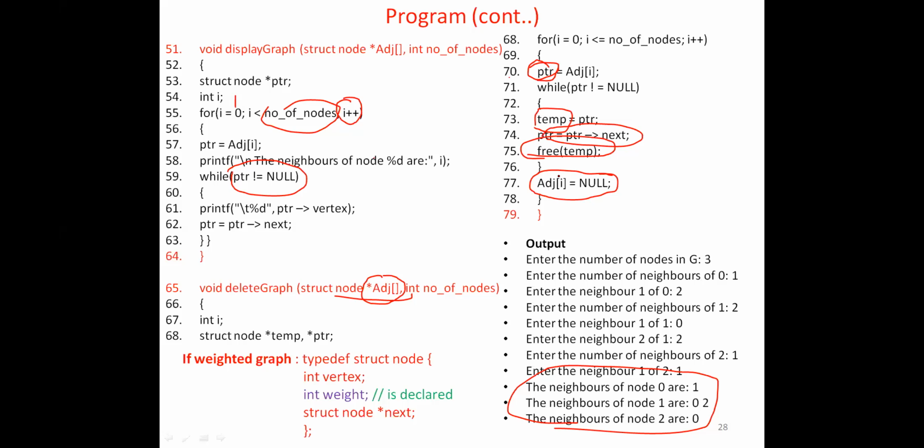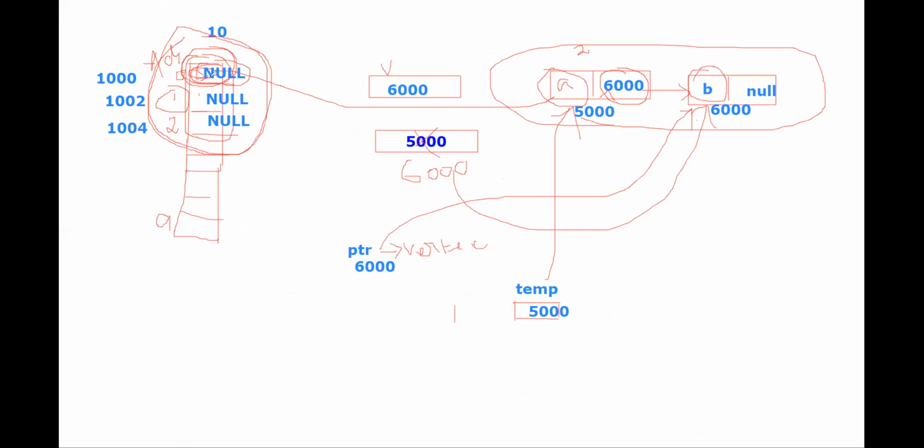Once all the nodes are deleted, finally I am assigning null. Once I have deleted each and every adjacent or neighbor vertex of 0, then I am assigning adjacency of 0 as null. Later only I am assigning it as null. Previously it was 5000, now I will make this 5000 null. I will use this while loop to repeatedly check for each and every vertex. This is how the algorithm works.